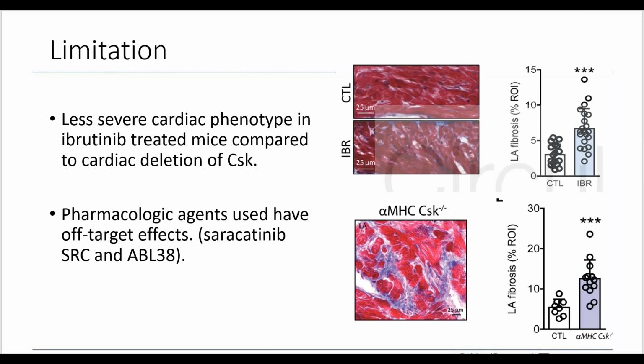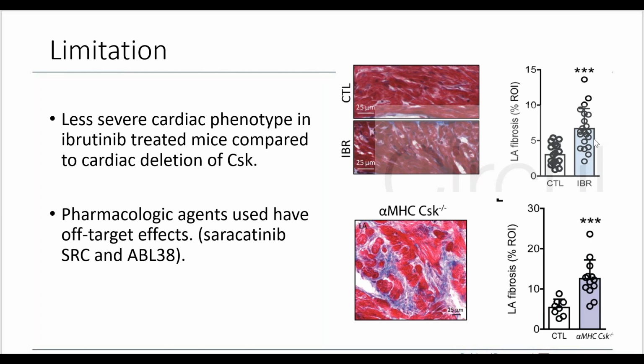The limitation that they reported is that the phenotype in patients that received ibrutinib was less severe than in the patients that had the CSK function lost totally. And their explanation for that is that ibrutinib has off-target inhibition, or direct inhibition, of the SFK family itself through CSK and as a direct inhibition of SFKs. And that can lead to the less fibrosis noted.